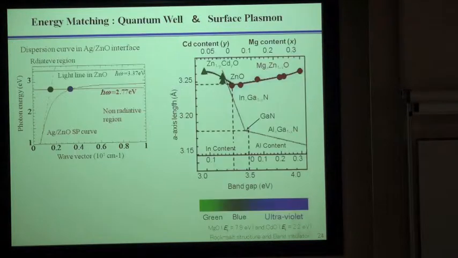But anyhow, to do so, again we show such a phase diagram: lattice constant dependent on the band gap. In the case of originally pure zinc oxide, it has 3.3 eV ultraviolet emission. Therefore, there is no crossing with, for example, the information of the surface plasmon of silver and zinc oxide; its line is shown here. But the pure zinc oxide light line is shown here. We have to decrease the band gap down to the 2.77 or 2.8 electron volt regions.